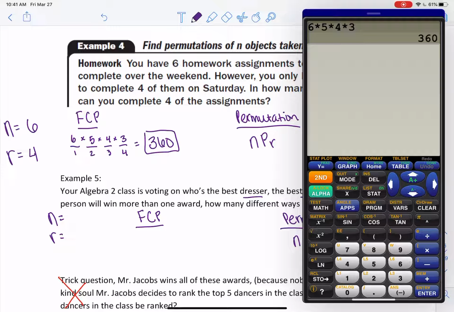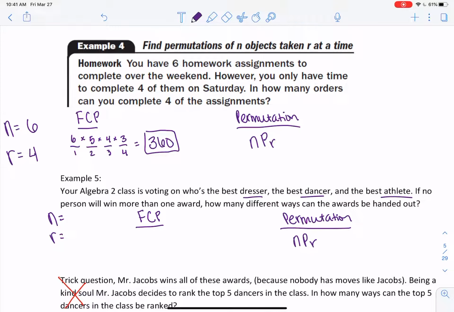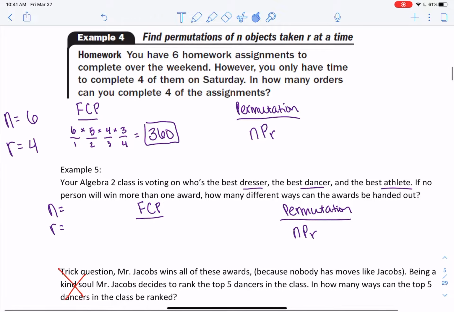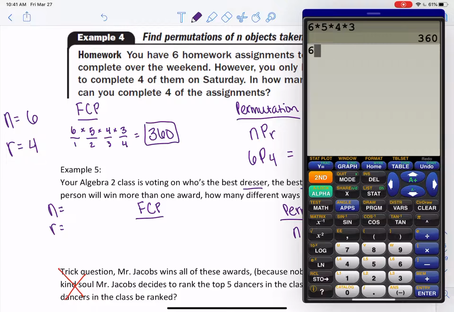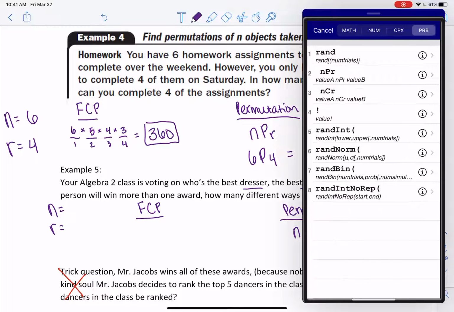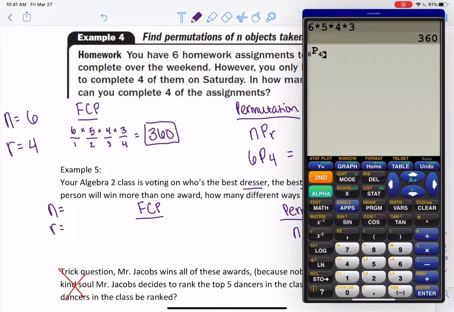Okay, but we could also think of this as a permutation. We've got 6 groups and we're going to choose 4 of them. So in our calculator, 6, go over to probability, the second one down, 4, and that's also 360.